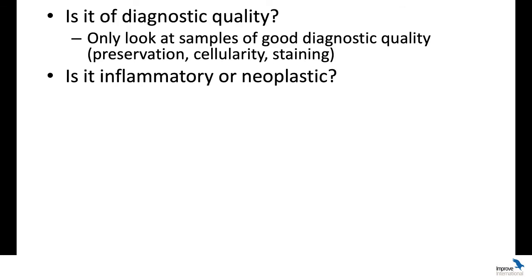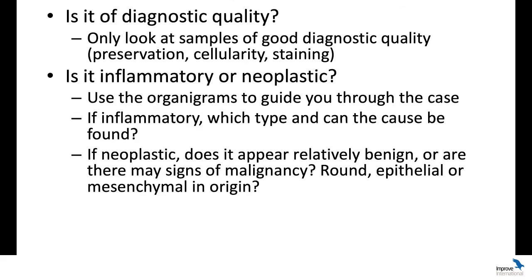First question we ask ourselves, is this inflammatory or neoplastic? Use the organograms that are provided in your notes to guide you through that cytological case. What are the questions you should be asking yourselves when looking at these smears? So if it's predominantly inflammatory, which type of inflammation is present, and can I find the cause for it? And the cause will be different depending on the type of inflammation. If it is neoplastic, does it appear relatively benign, or do I have lots of signs of malignancy? And is it round, epithelial, or mesenchymal in origin?